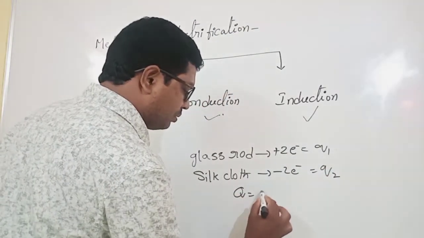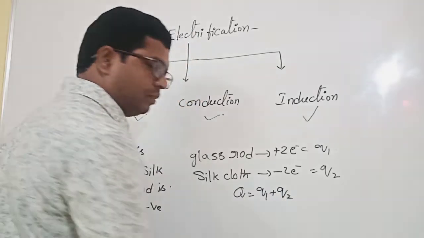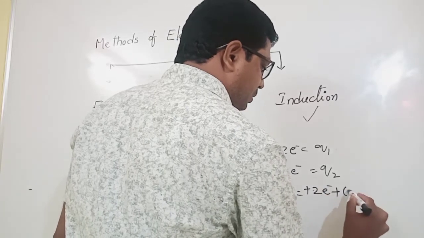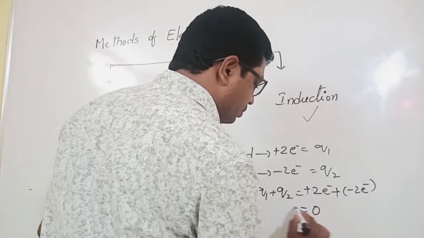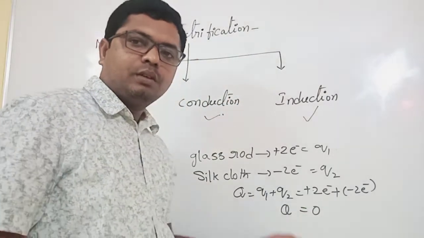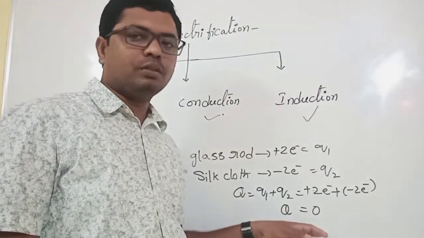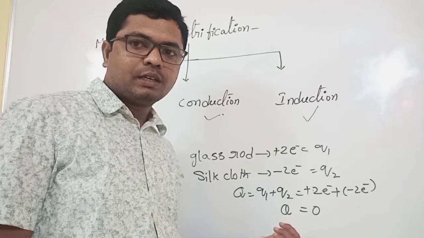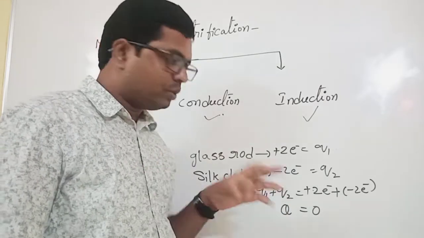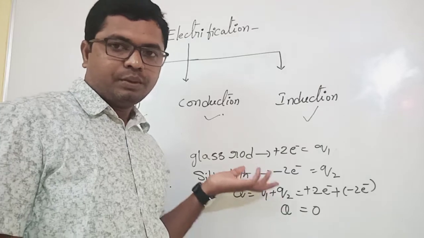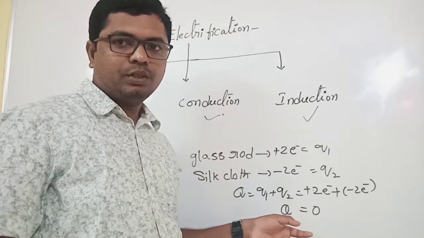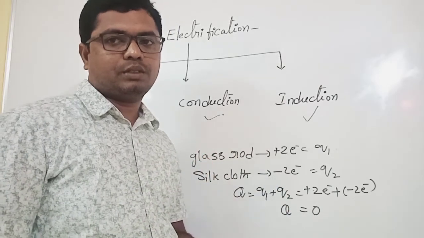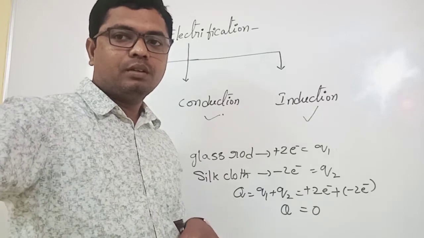Total charge Q is equal to Q1 plus Q2 after the rubbing. That means plus 2e and minus 2e, so the total charge is equal to 0. The charge before is 0, and even after it is 0. That means charge can neither be created nor destroyed. This is called the conservation of charge. So the total charge remains the same, before 0 and after 0. In the friction process, both bodies get equal and opposite charges. That is the main thing with friction.